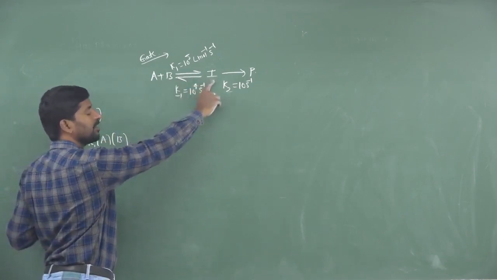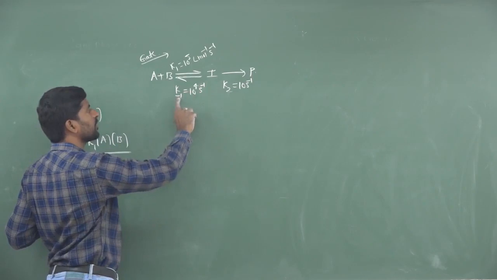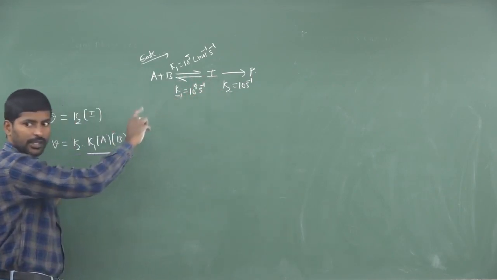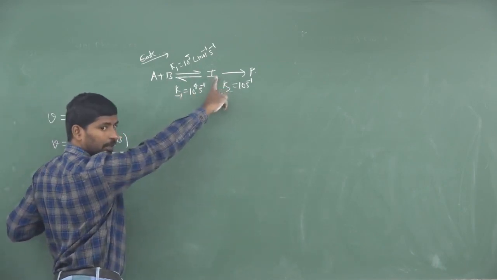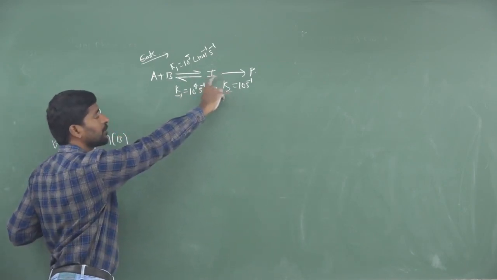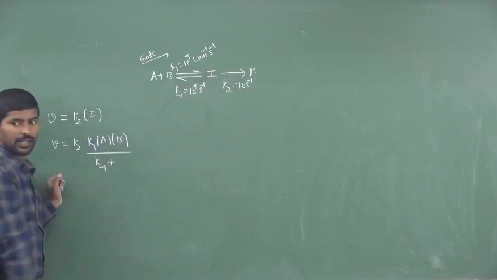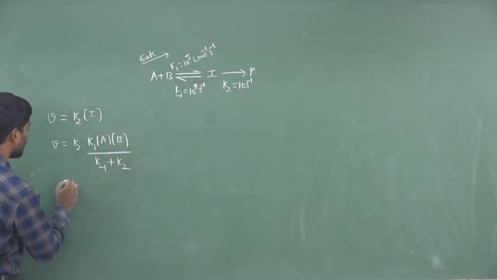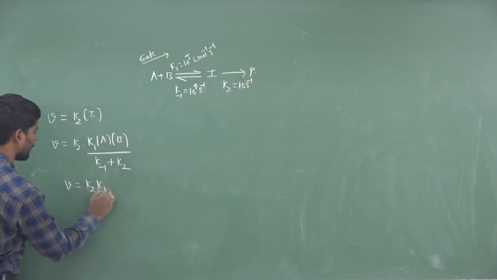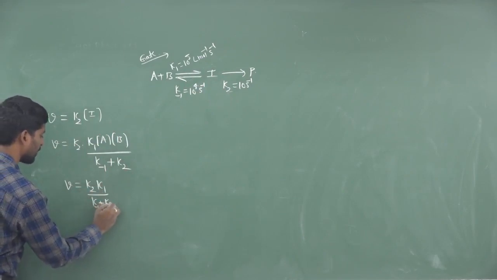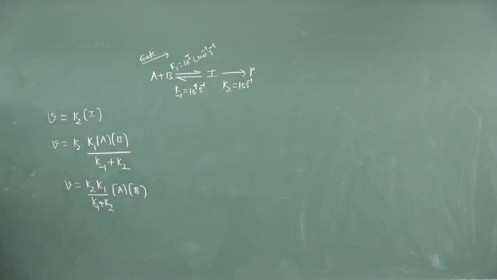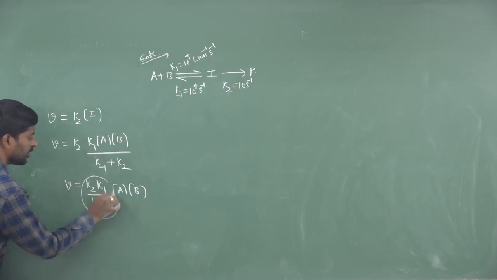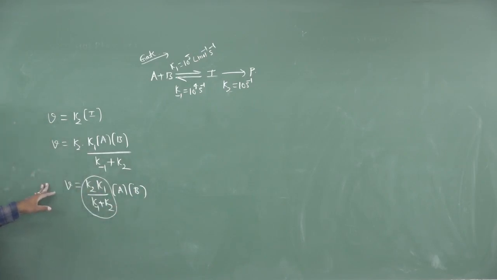In the backward reaction I is consumed, so the rate of backward reaction is K minus 1 into I; other than I we have to write K minus 1. Plus, in the second step I is also consumed, the rate of consumption of I is K2 into I; other than I we write K2. So overall V is equal to K2 K1 by K minus 1 plus K2 into A into B. What is the overall rate constant we got? K1 K2 by K minus 1 plus K2.